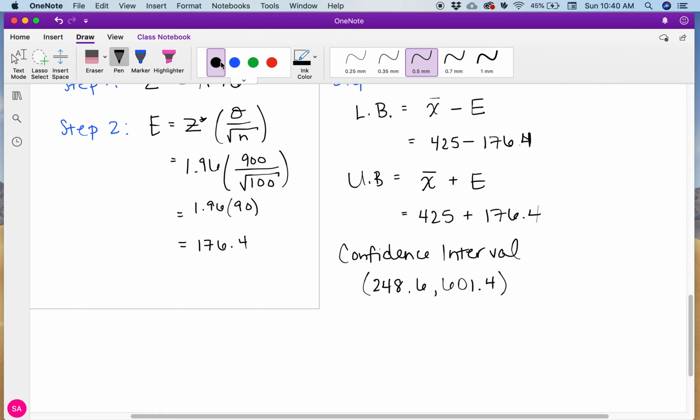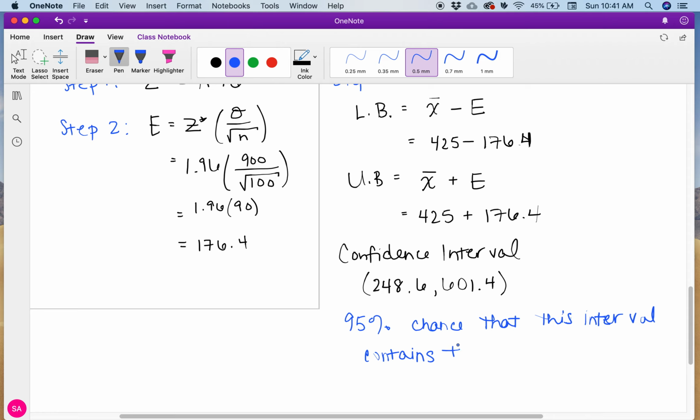Just double check how Hawks wants you to put that in, but just to reiterate what this means. Basically, we believe there's a 95% chance that this specific interval, sorry, my pen is having a hard time writing on my pad here, contains the true population mean.